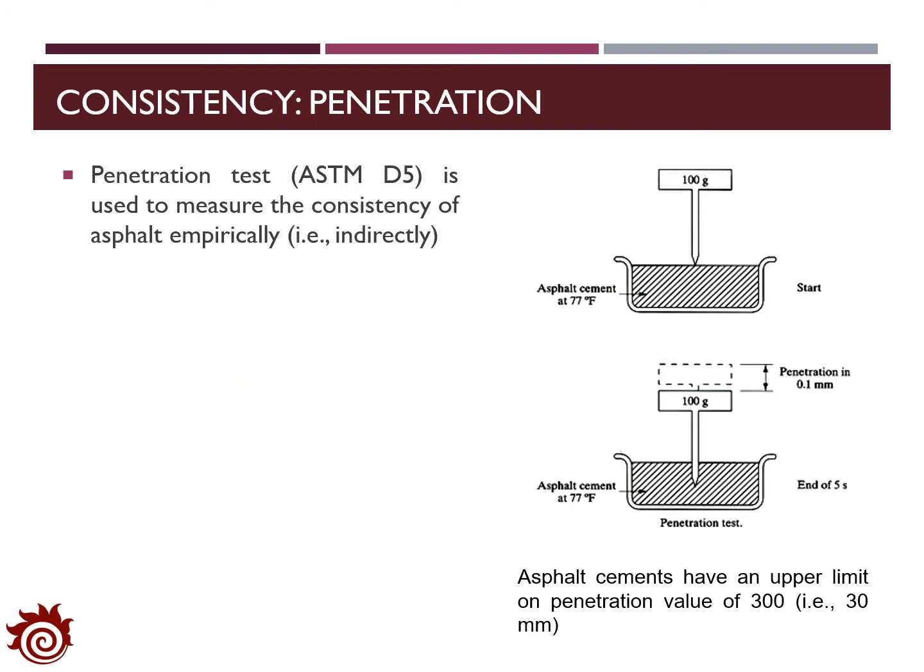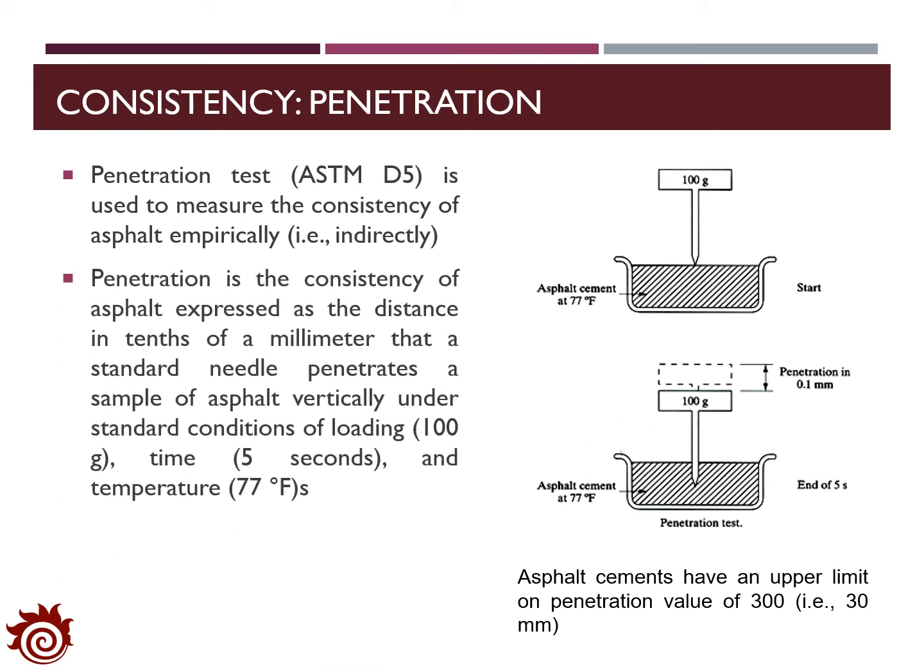The penetration test is an indirect method to measure the consistency of the asphalt cement empirically. The figure on the right shows the procedures to conduct the penetration test. Usually, the penetration is expressed as the distance in tenths of a millimeter that a standard needle penetrates the sample of the asphalt cement vertically under standard conditions of loading, which is set as 100 grams, a standard time, which is 5 seconds, and a standard temperature, 77 degrees Fahrenheit.